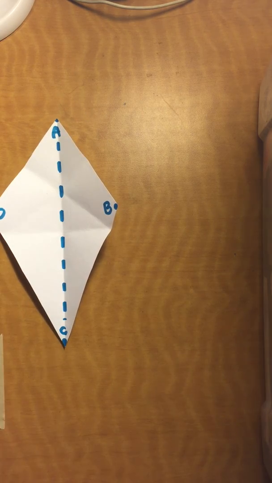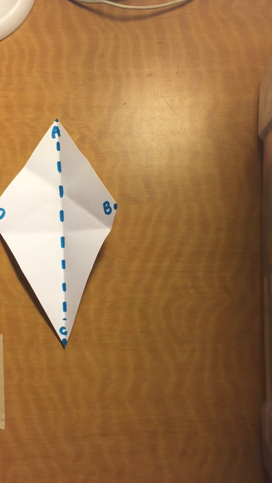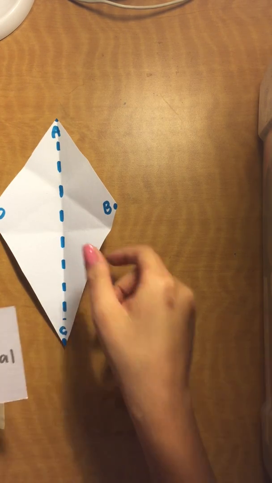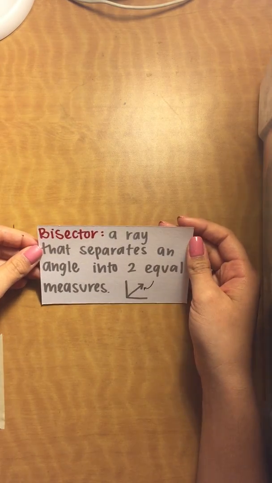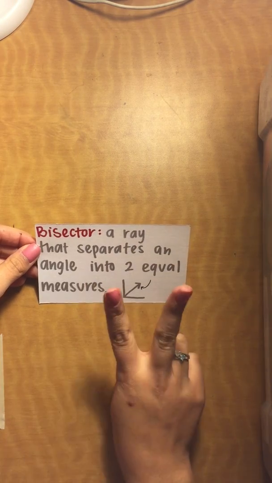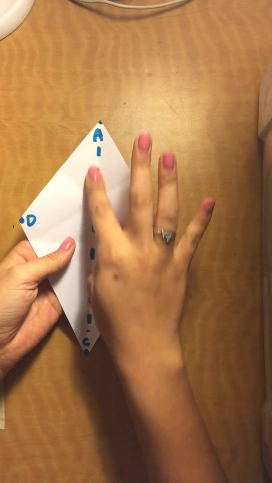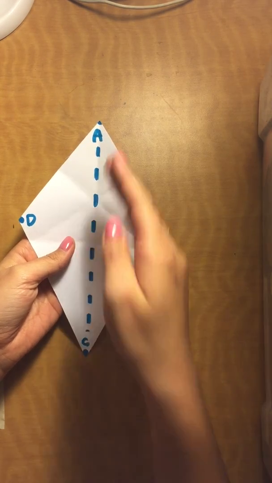And now what else does this line of symmetry show us? What does this line of symmetry bisect? And before we do that, let's remind ourselves what a bisector is. So a bisector is a ray or line segment that separates an angle into two equal measures. So let's see what angle this line of symmetry bisects.